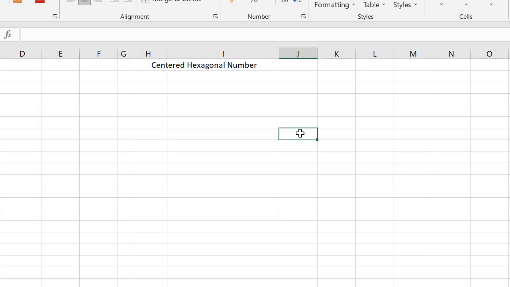Basically it is a number and we have to find out, suppose if n is any number, if the number is a centered hexagonal number. So what is this centered hexagonal number? Basically these are the numbers which are in the form of a hexagon. And a centered hexagonal number is different from the hexagonal number because it contains one element at the center.